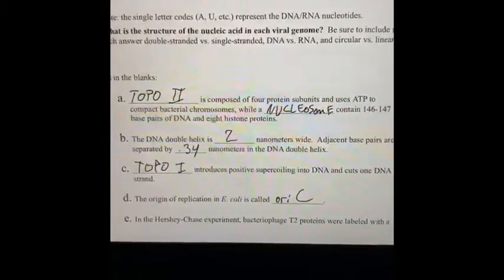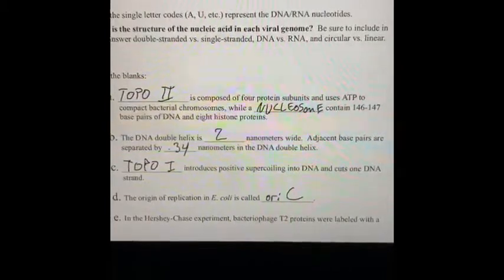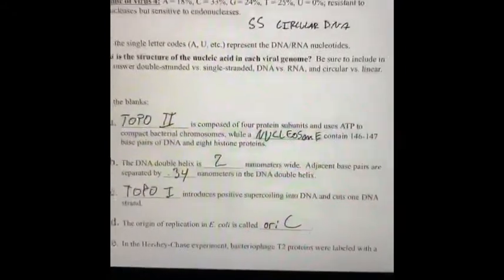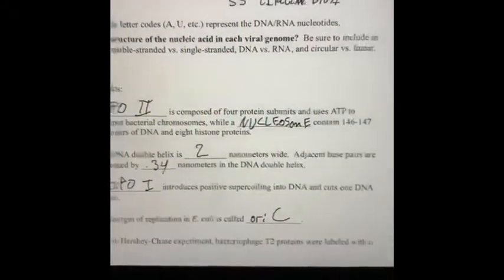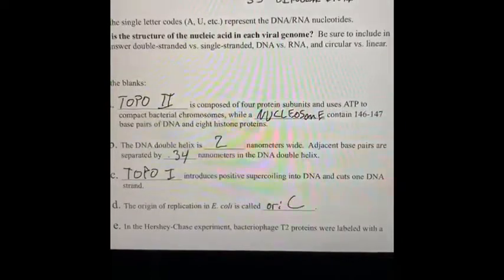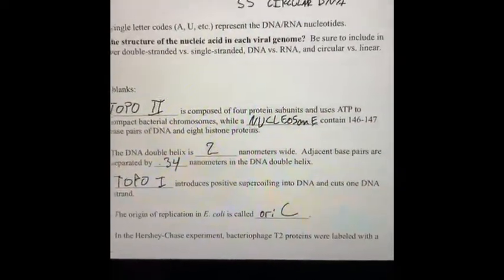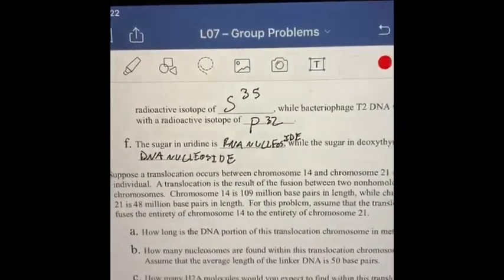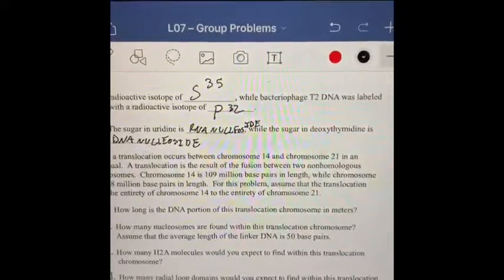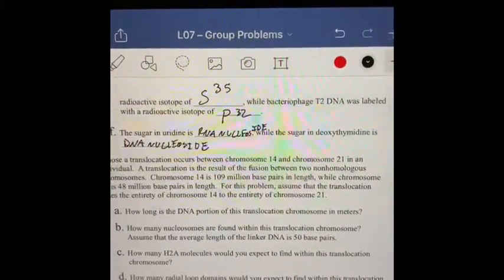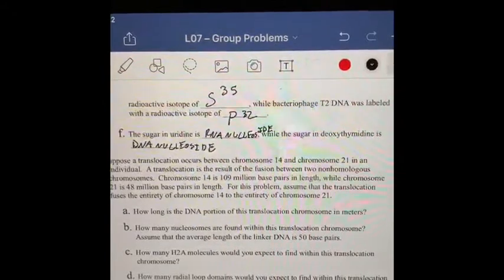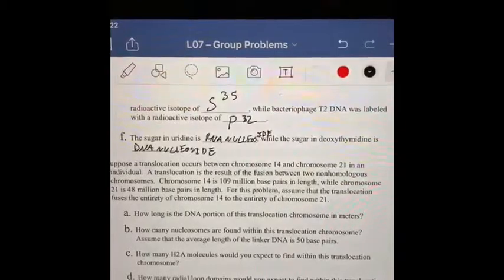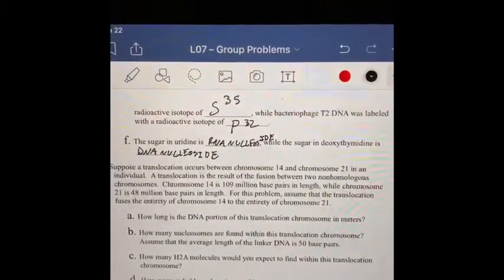C, topoisomerase 1 introduces positive supercoiling into DNA and cuts 1 DNA strand. The origin of replication in E. coli is called, I don't know how you say that, but it's ORIC. And E, the Hershey-Chase experiment, bacteriophage T2 proteins were labeled with a radioactive sulfur-35 isotope, while bacteriophage T2 DNA was labeled with a radioactive phosphorus-32 isotope. And the sugar in uridine is RNA nucleoside, while the sugar in deoxythymidine is DNA nucleoside.